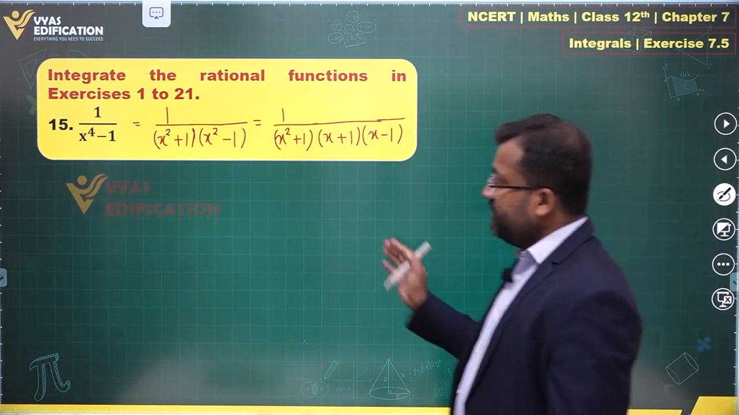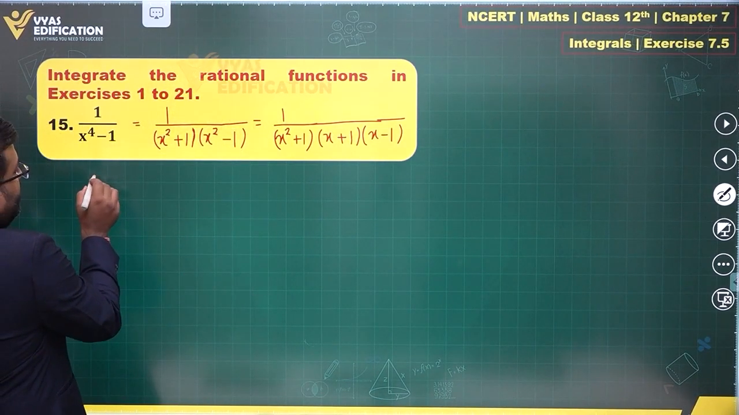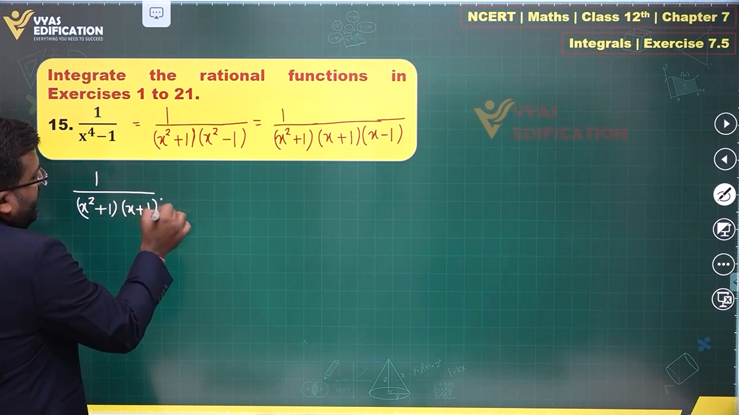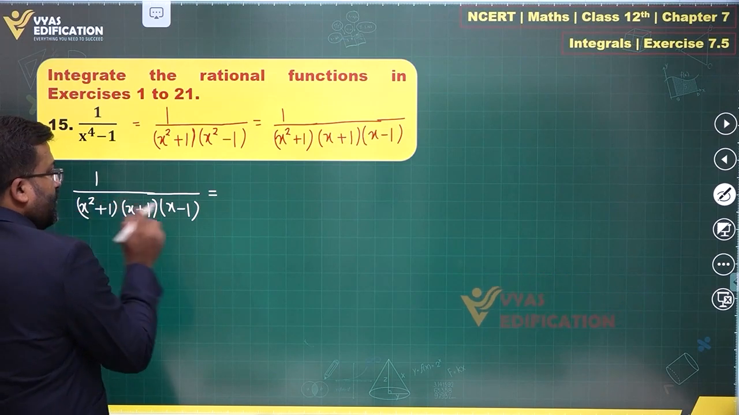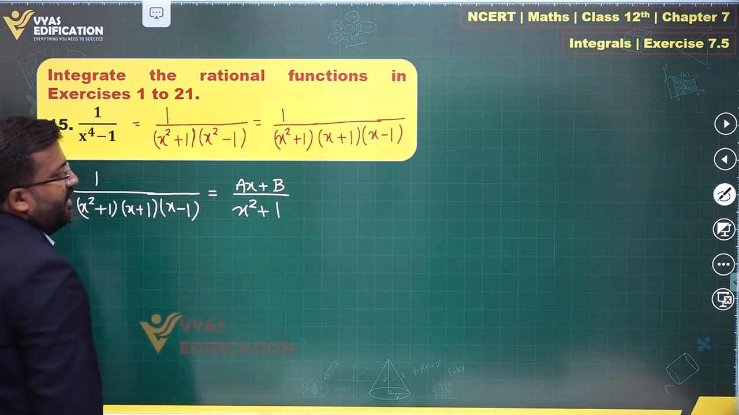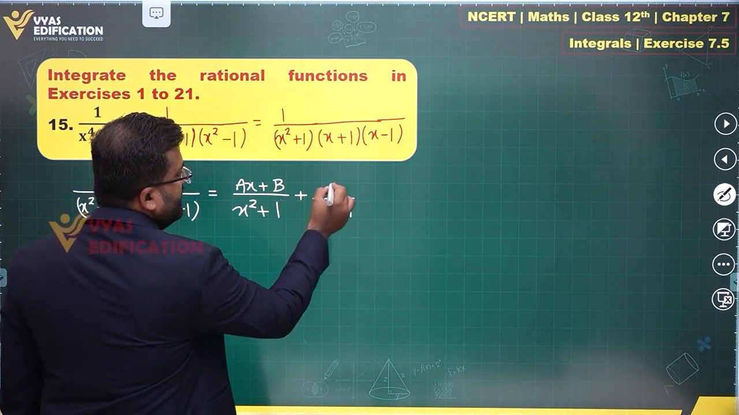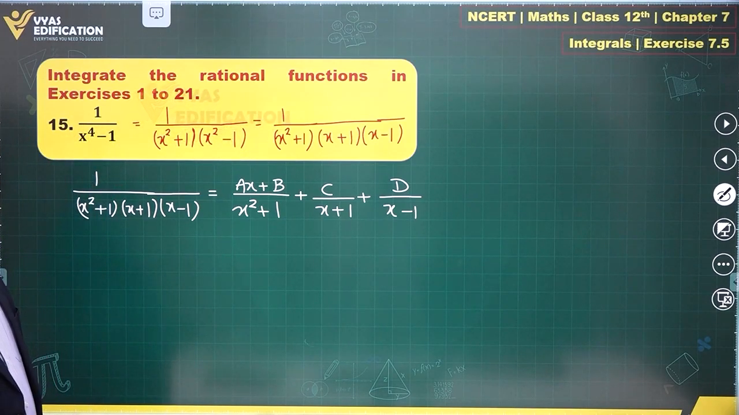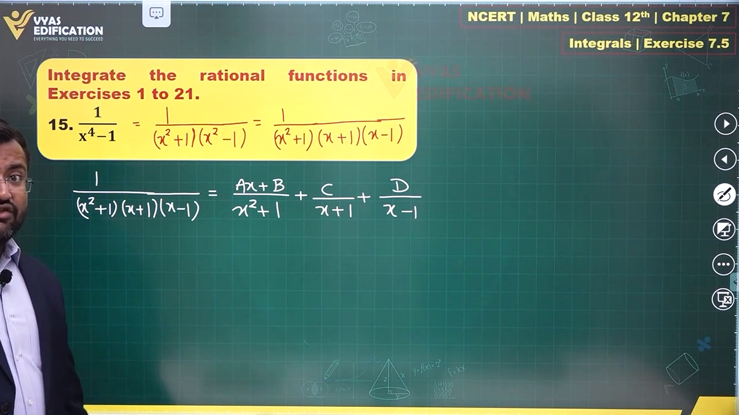Okay. So a similar thing, once again, when we have to write this as partial fractions. So 1 upon x square plus 1, x plus 1, x minus 1, this whole expression will be equal to what? This quadratic will have ax plus b in the numerator, x square plus 1 in the denominator. Then you will have x plus 1 in the denominator, which will have a simple constant c in the numerator. Then you will have x minus 1 in the denominator, a simple constant d in the numerator. That's what you will be looking at. Right?